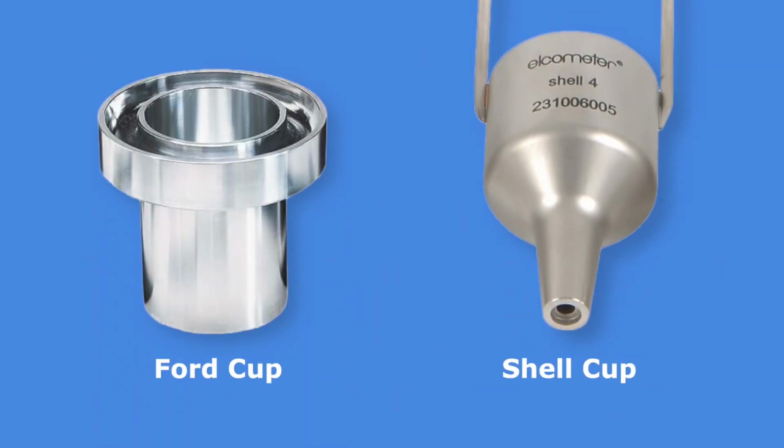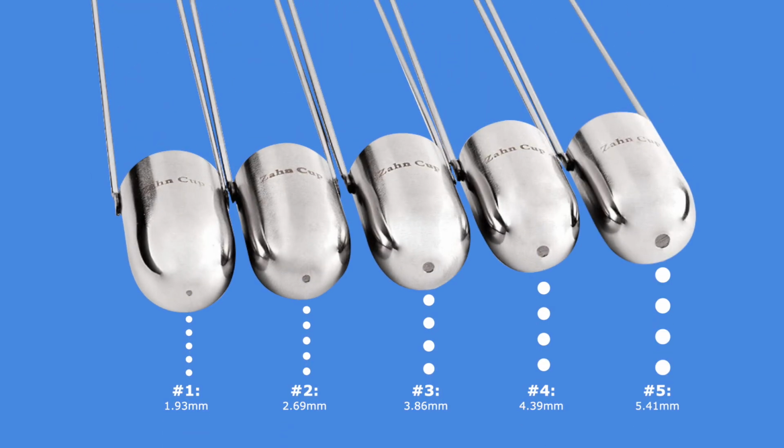Other efflux devices are also available and work on the same principles as described here. Examples of these devices include the Ford cup and the Shell cup. Viscosity is one of many important parameters measured to ensure the appearance and long-term performance of coil coatings. This video has provided a useful overview of the appropriate process used to measure paint viscosity with a Zahn cup.